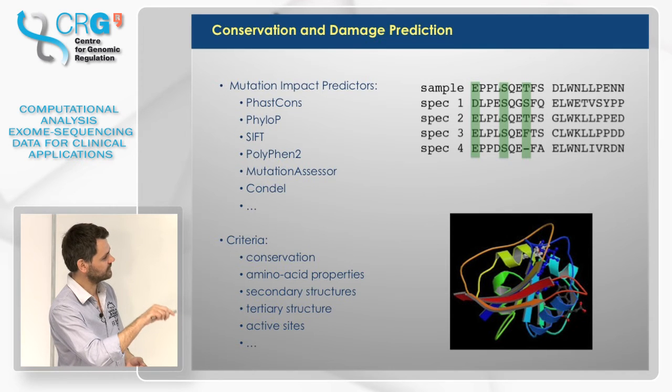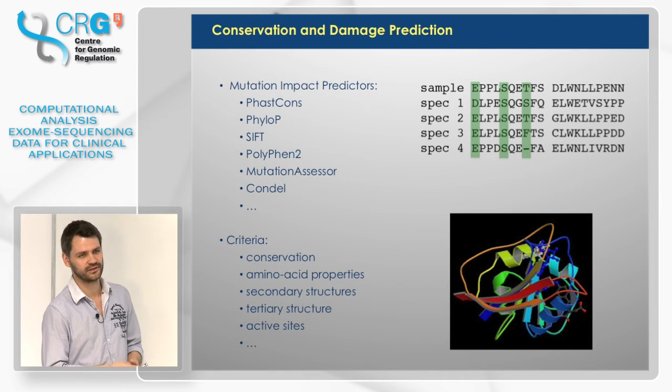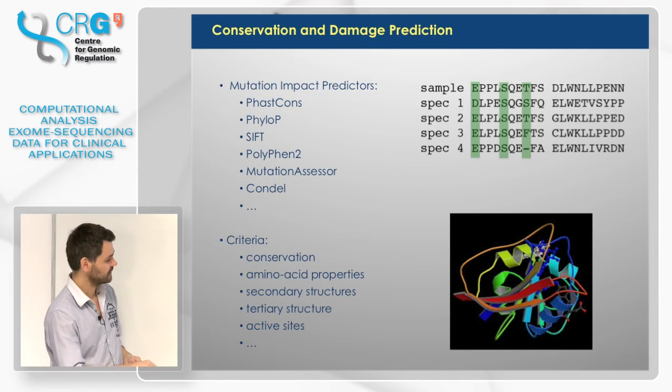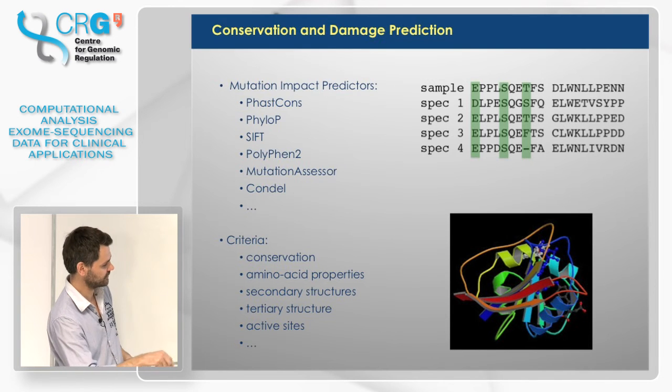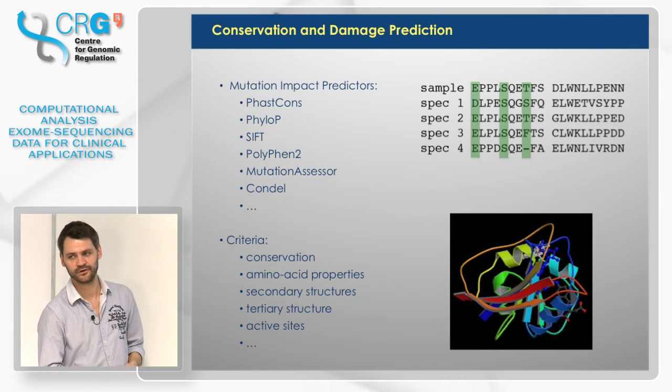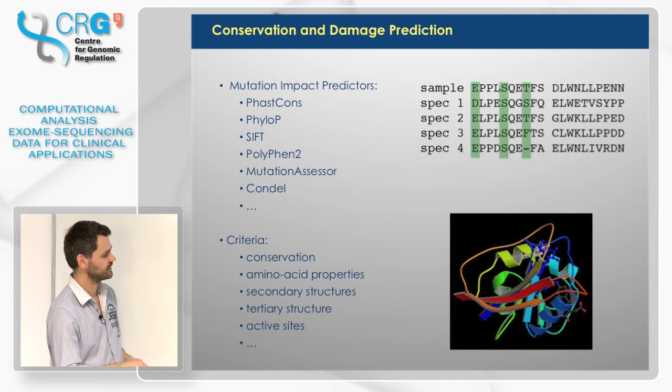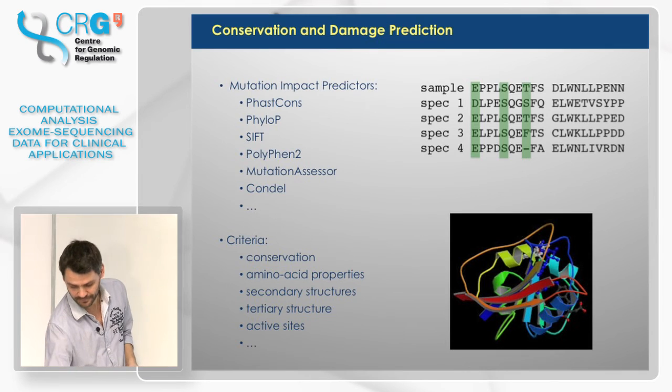These tools go a step further. They integrate this conservation, but they also integrate information from the 3D protein folding from SwissProt and so on. So they take into account amino acid properties, alpha and beta folding structures, secondary structure and tertiary structure. And most importantly, they can take into account all the active sites we know, so if there's an active binding site.